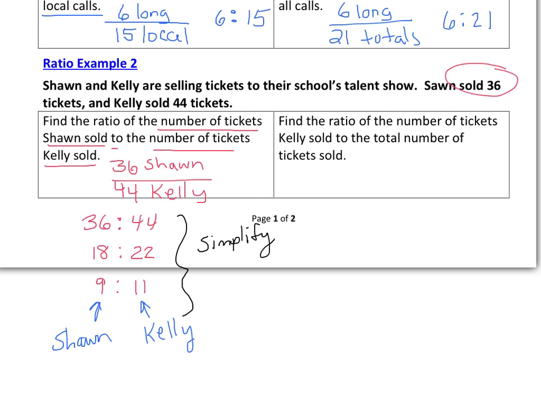Okay, now we're asked to find the ratio of the number of tickets Kelly sold to the number of tickets total that were sold between the two of them. So Kelly sold 44 tickets. That phrase came first, so that needs to be in the numerator. And the total number of tickets sold were 36 and 44, so we need to add those two together. And we have 80 tickets total.